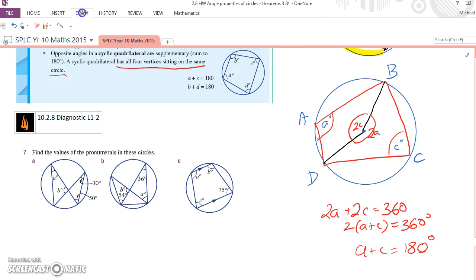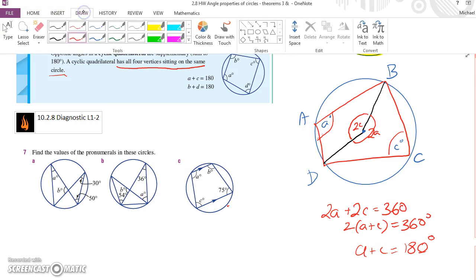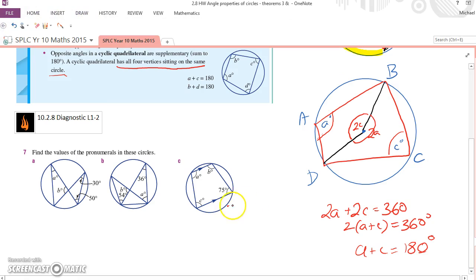Let's have a look at some of what are supposedly the harder questions here and see how we go with those. You can see that really this exercise, although it's all 10A work, although it's a bit more challenging in theory, it's not essential for getting a C, we're still going to be able to do this quite easily. I'm going to give up on resizing those. You could see it wasn't working there. Let's have a look. Find the values of the pronumerals in these circles.